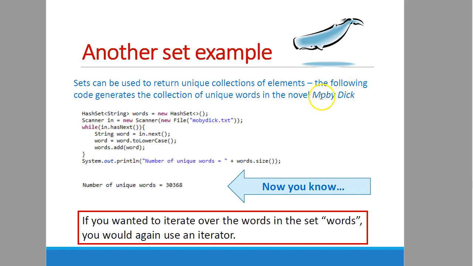So one common homework people use is reading in entire books. Here we're going to take mobydick.txt. We're going to read in every single word into this new hash set. And very quickly, it will spit out the total number of unique words.